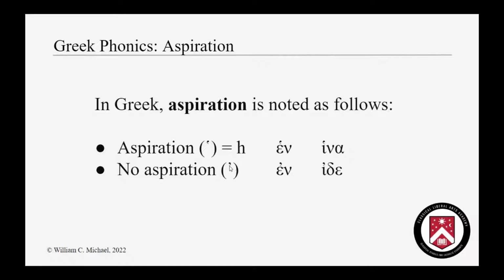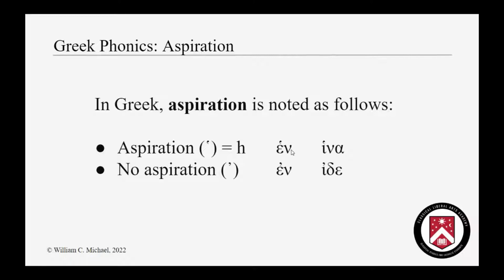There's also a mark used to show that there is no aspiration. Some teachers call this smooth breathing, and you see the aspiration mark here is like a backwards C. So if the mark looks like a backwards C, there is no aspiration, and we read it as if there was no mark at all. We just ignore this mark. This would be read as N, N, with no breathing.